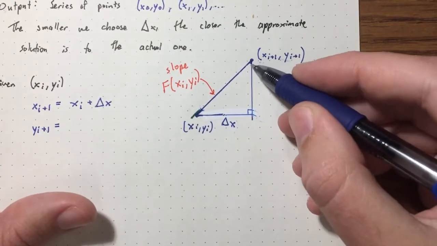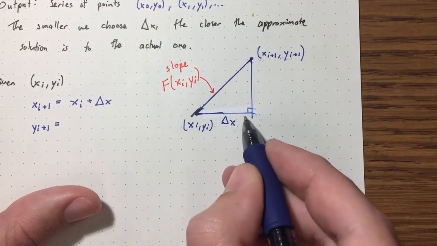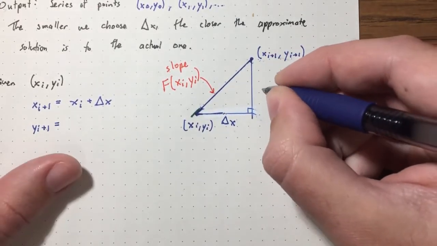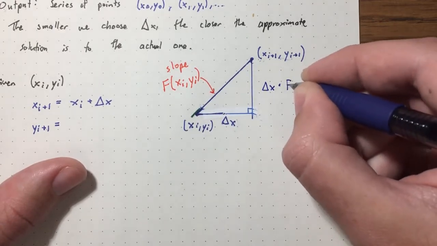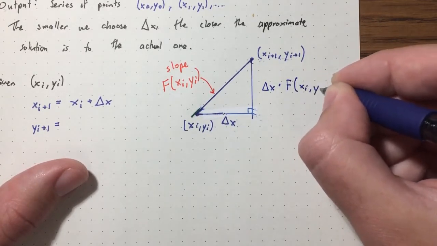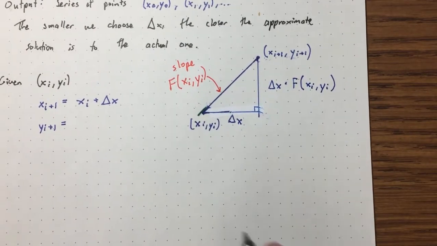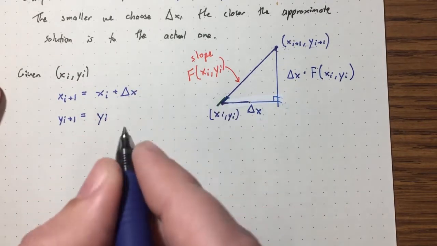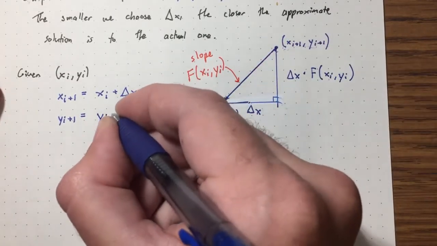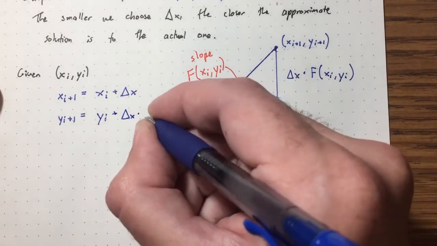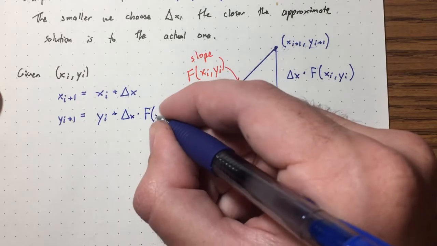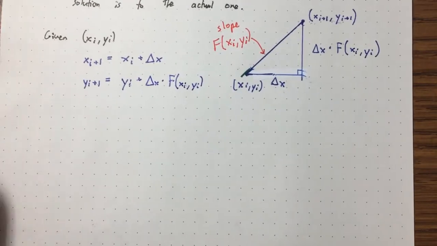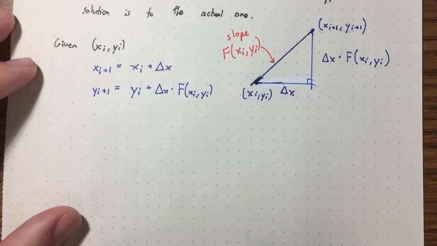Great. And so at the same time, if we take this divided by delta x, we should get the slope. And so this length right here is just going to be delta x times the slope. So delta x times f of xi comma yi. And so that's telling us, if we want the next y coordinate from the previous one, we take the previous one, yi, and we're going to add this distance here. So we're going to add delta x times this capital F of xi, yi. So this is going to involve the differential equation. We're going to plug in some numbers to the differential equation. And these are the formulas for Euler's method.